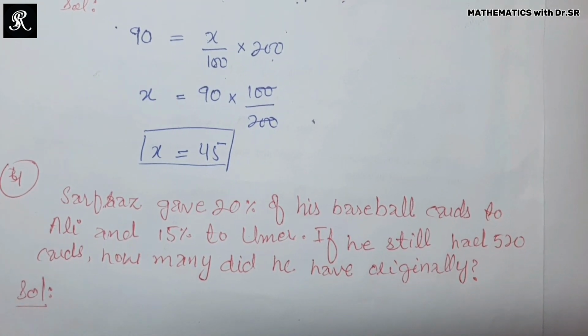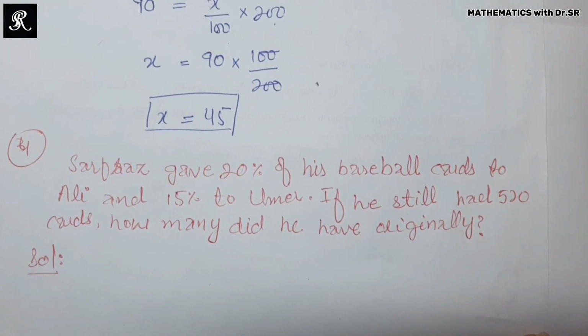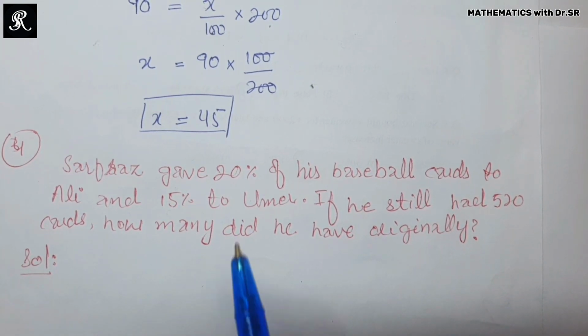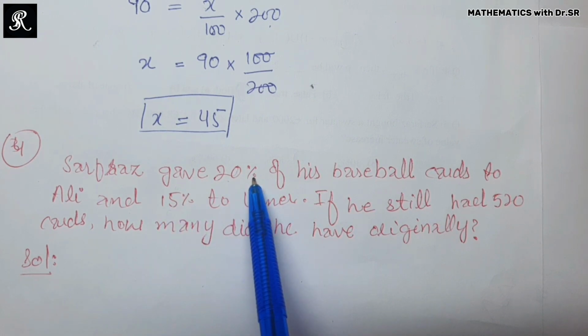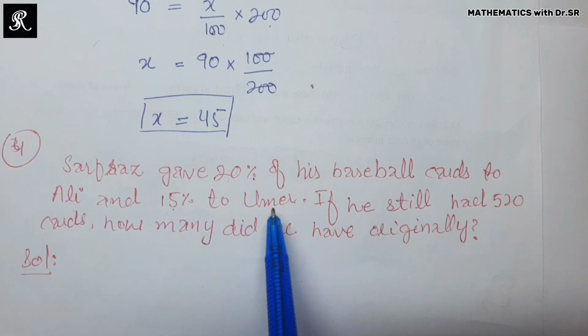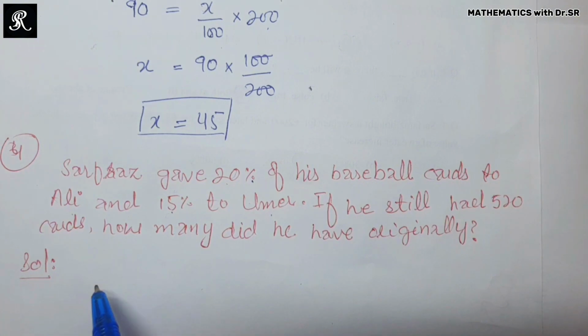Now here you can see that, as he gave 20% to Ali and 15% to Umar, this means originally he had 100%.